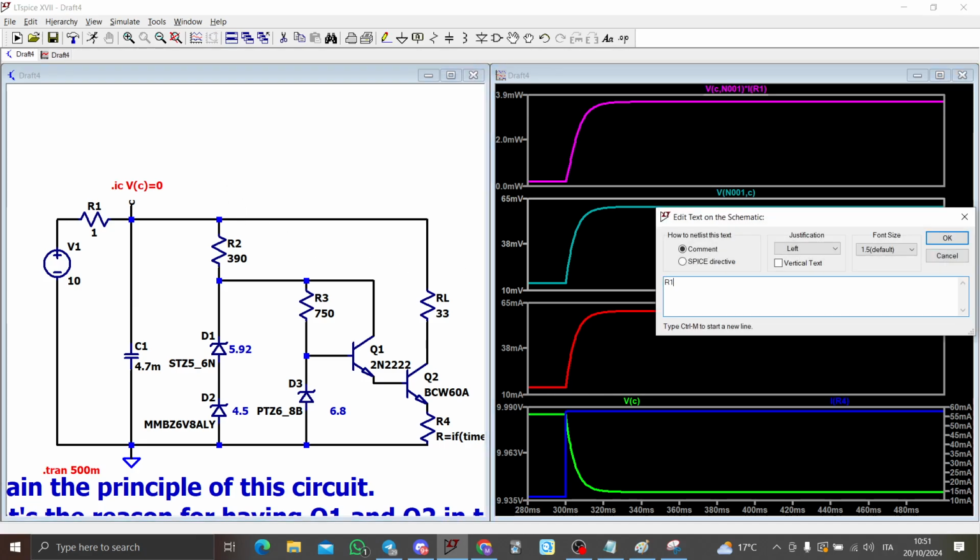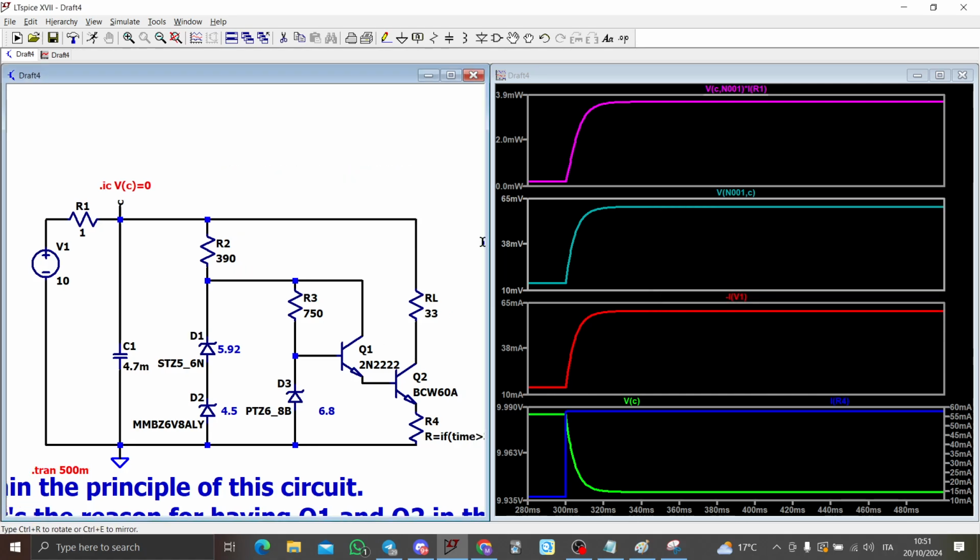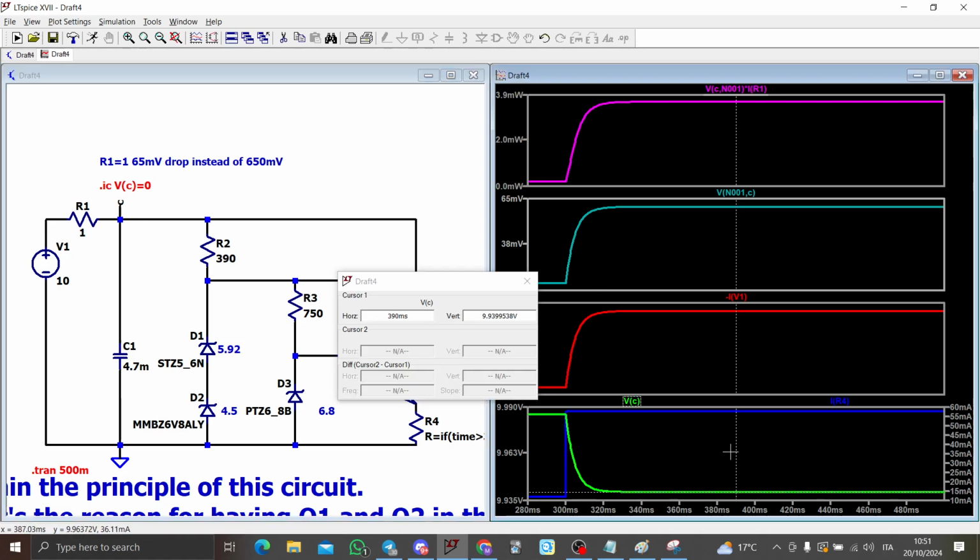So if R is equal to 1, we have 65 milliwatts of drop instead of 600 millivolts, and the dissipation is also reduced to 3.9 milliwatts, and the drop voltage, as you can see, is reduced to nothing, 90.93 volts.